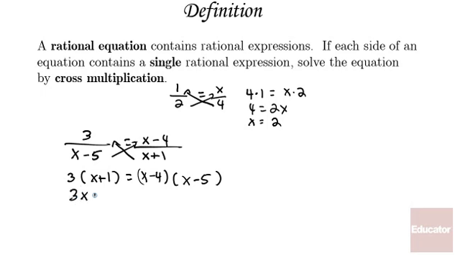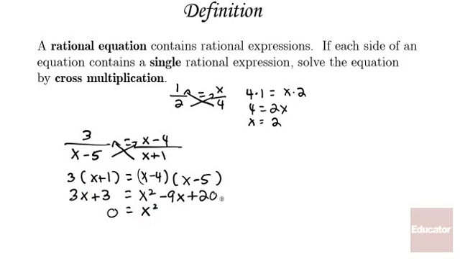First, multiplying out, 3x plus 3 equals x squared. Outer term is negative 5x. Inner term is negative 4x. That's negative 9x plus 20. Negative 4 times negative 5 is 20. Simplifying a little bit more. So this is x squared.